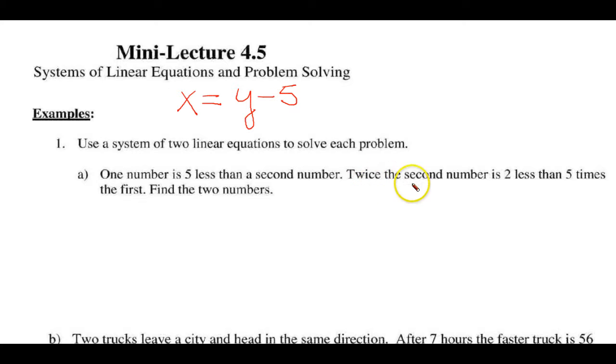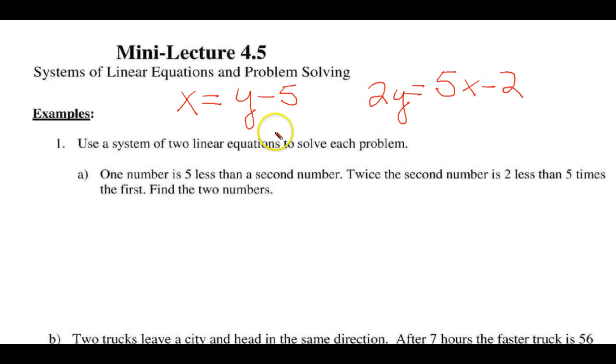Now, twice the second number, which we'll designate as y, twice the second number is 5 less than 5 times the first. Well, 5 times the first would be this, less 2. So what we should do is, again, if I were the student, pause, reflect, and see if these equations are good. And they are.